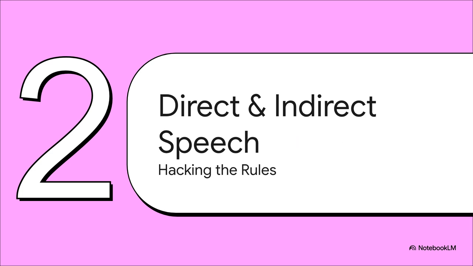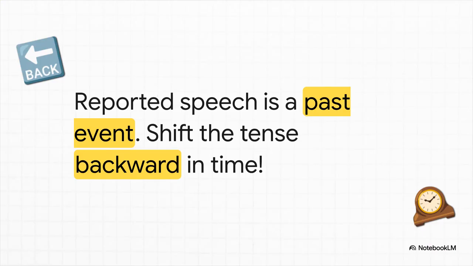Section 2, direct and indirect speech. Hacking the rules. So people get terrified of reported speech because of all the complicated rules. But listen, you don't need a million rules. The real trick here is just recognizing that reported speech is always a past event. Someone said something in the past, and now you're telling someone else about it.